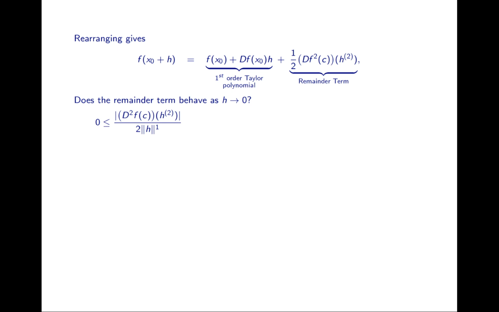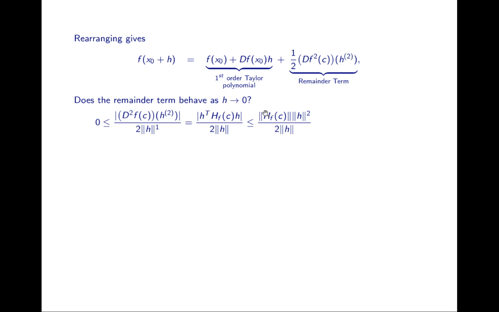Well, of course, 0 is less than or equal to the absolute value of that remainder term divided by the norm of h to the r. Now remember, h is x minus x naught. Of course, the second derivative applied to the two-tuple of the vector h is just h transpose times a Hessian matrix times h. This has a specific meaning for the structure of matrix we have, and it's specifically this: the vector transpose times my Hessian matrix times h.